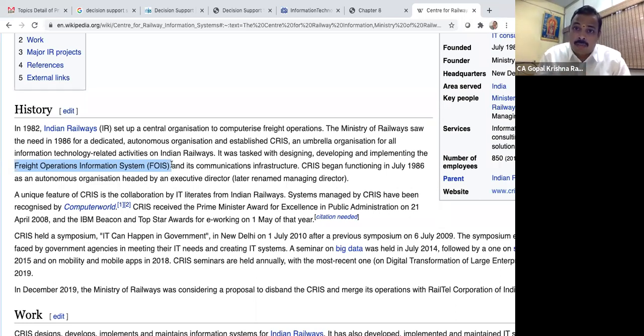And what is your PRS? Passenger reservation system. So for passengers, you have one TPS. For freight operations, you have one TPS. Both are TPS only, because that is dealing with human beings and passenger transportation. This is freight transportation. So for freight transportation, you have a separate freight operation information system. For passenger transportation, you have a passenger reservation system.